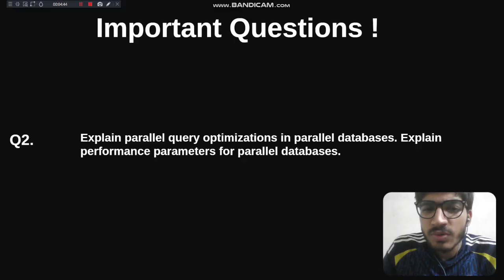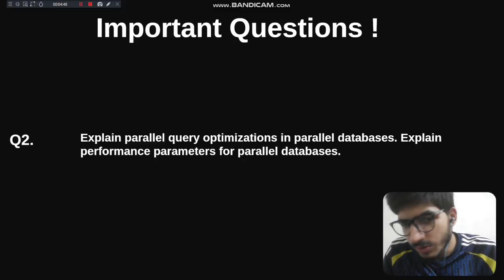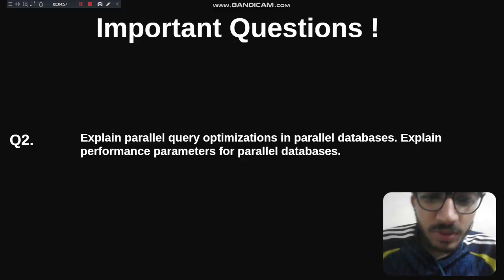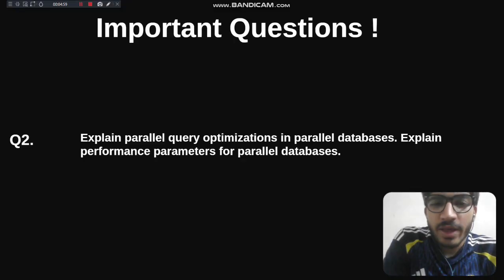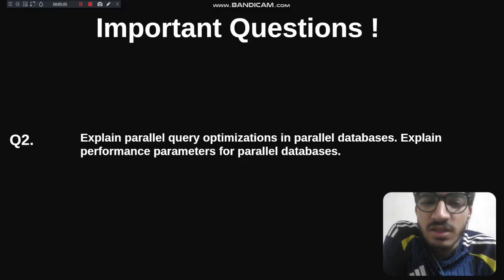Benefits of parallel query optimization. It gives faster query execution, high throughput, efficient resource utilization, and the ability to handle large data sets. Now, performance parameters for parallel databases. Performance of parallel databases is measured using several parameters that help evaluate how efficiently the system performs when adding more processors. First is speed up.